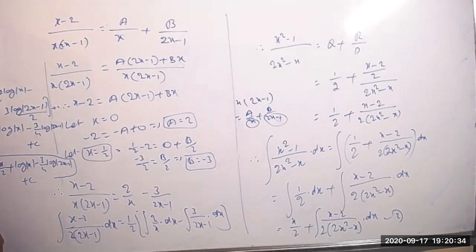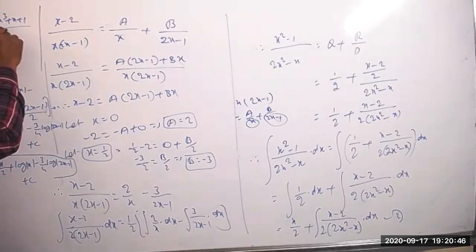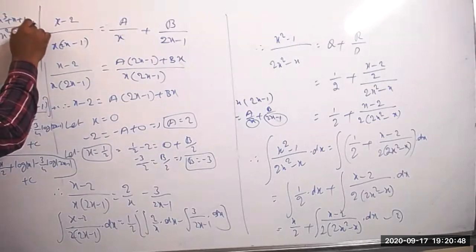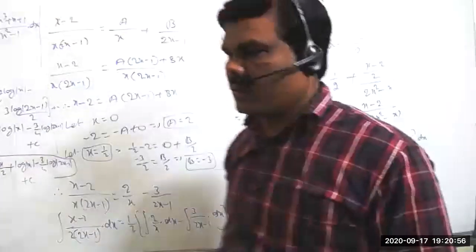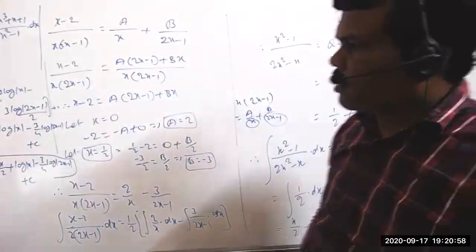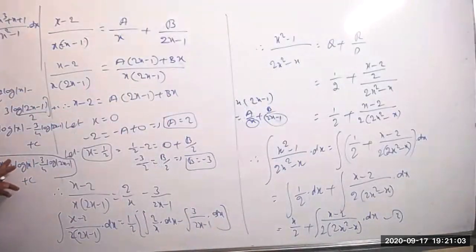Next, if anyone has completed, then you can try this question. Integration of x cube plus x plus 1 whole by x square minus 1 into dx. First you complete this question only, then come to this problem. Sir, what is the final answer for this question? x by 2 plus log modulus of x minus 3 by 4 log modulus of 2x minus 1 plus c.